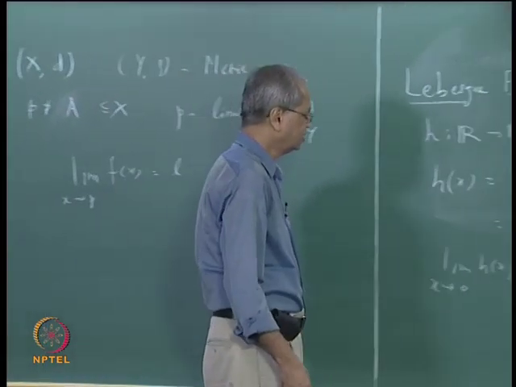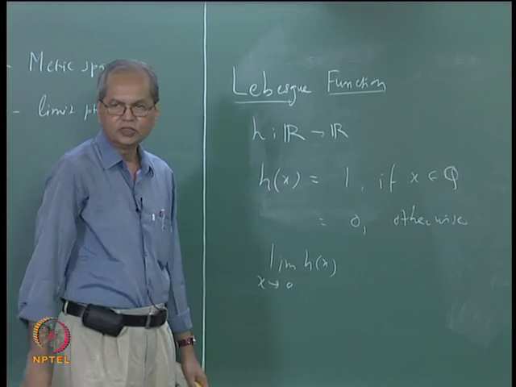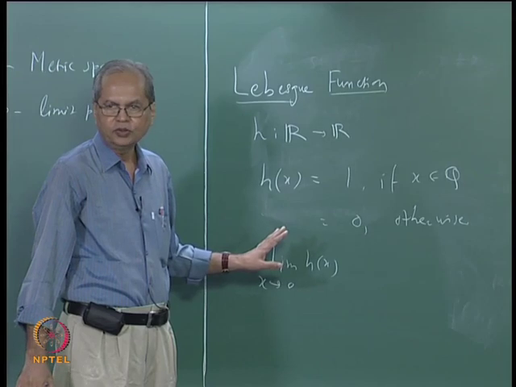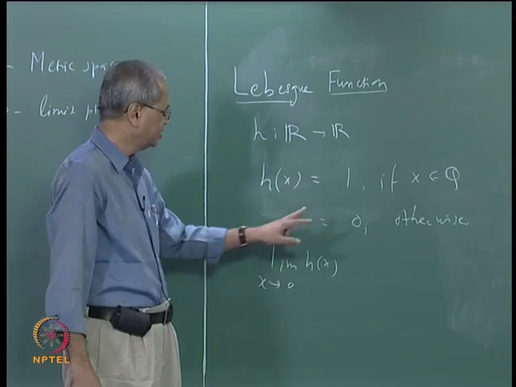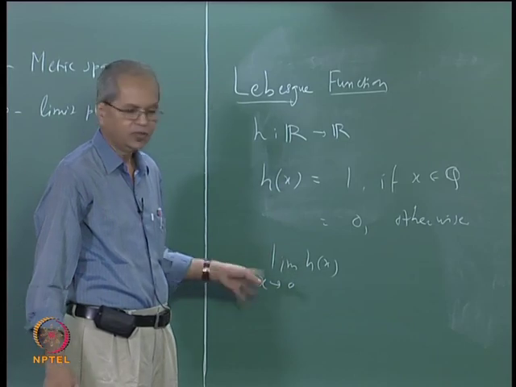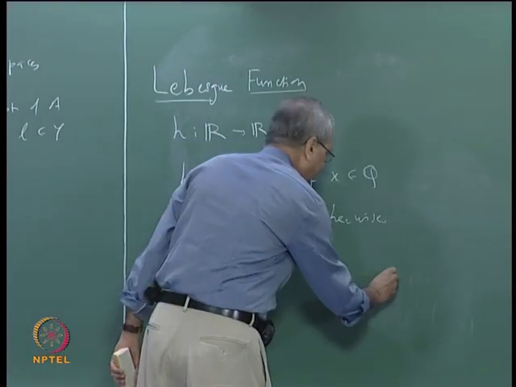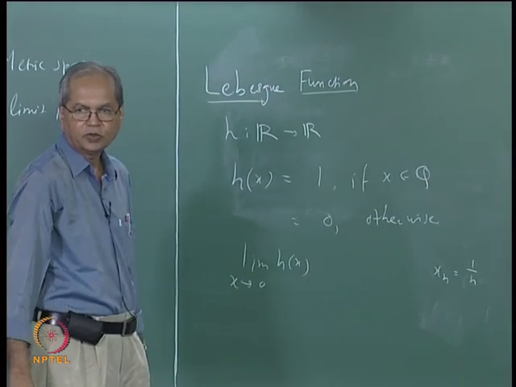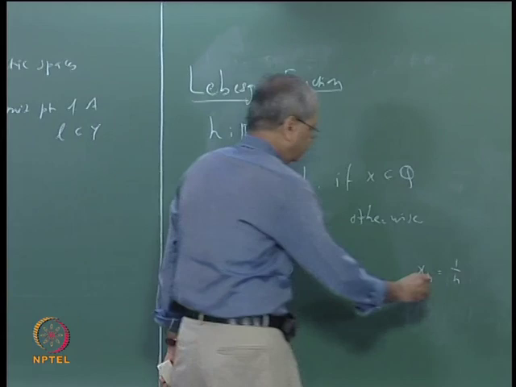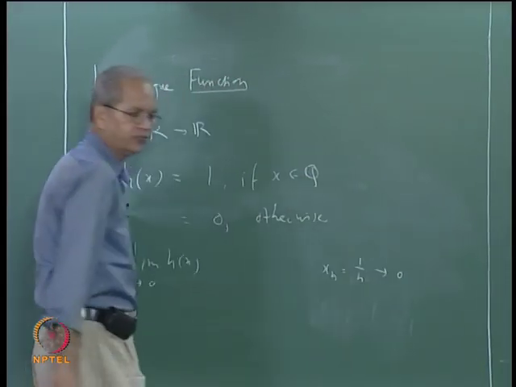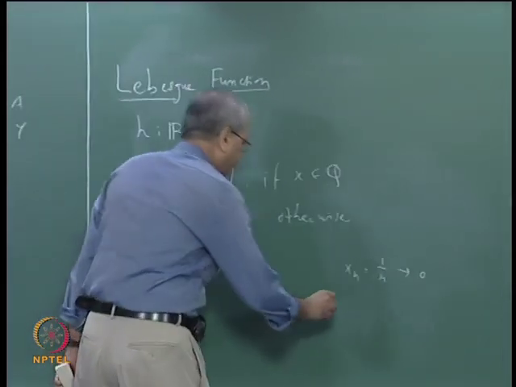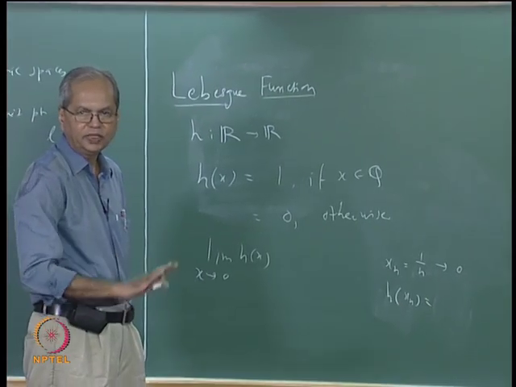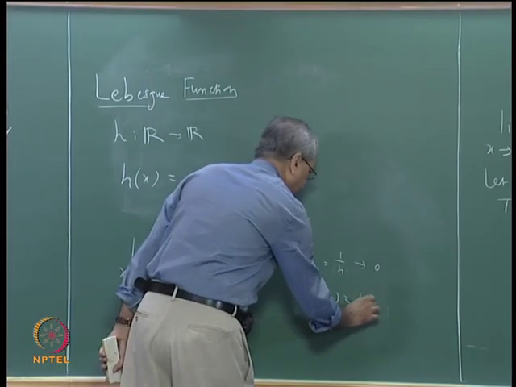Now, as I said, we want to say that the limit doesn't exist. We use our strategy, that is, find two sequences both converging to 0, but h of xn and h of yn should go to different limits. So that is easy. Suppose I take xn equal to 1 by n, that tends to 0. What about h of xn? h of xn is 1 for every n, so that tends to 1.